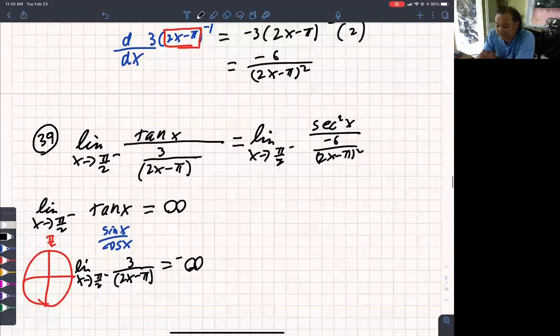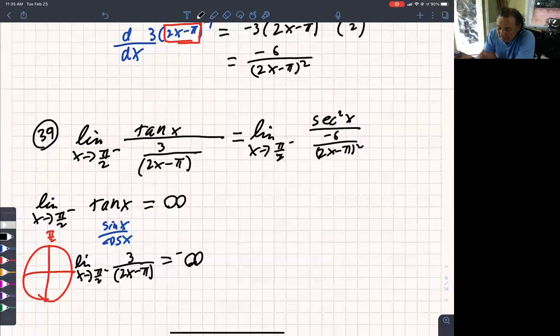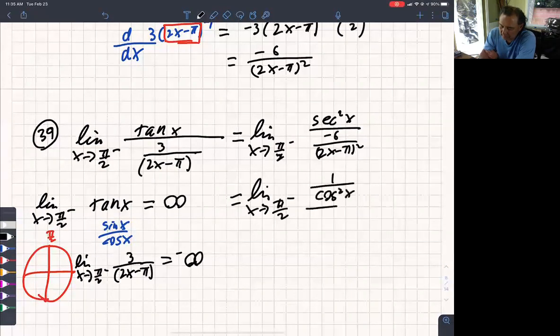We have a problem. This is kind of ugly. And to make it even uglier, what is secant? Because I don't like secants. I like sines and cosines. So I change secant into 1 over cosine.